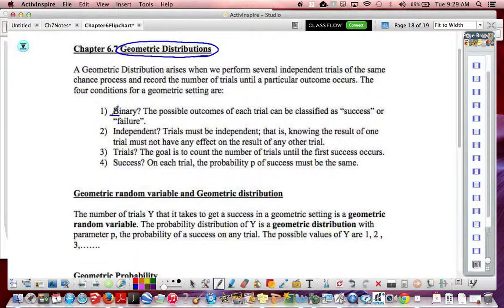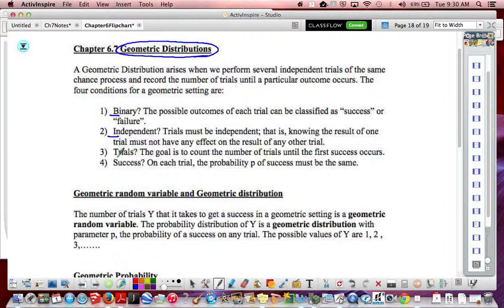A geometric distribution will either have 2 options. Either it's a success or a failure. It also needs to be independent. So one trial can't affect the other. If you're sampling without replacement, then you can use that 10% rule. Here's where it changes.